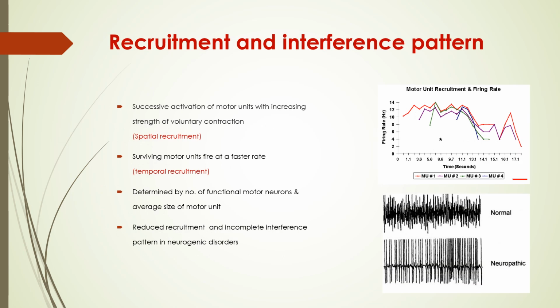So what will happen in case of muscle injury, denervated muscle or recovering muscle? As the patient tries to flex more, that is tries to cause voluntary contraction, there will be spatial recruitment. But in case there is no recovery, only the surviving motor units will fire, and there is no spatial recruitment, but there will be temporal recruitment, that is the firing rate will increase. So this is the normal recruitment in interference pattern. This is a neuropathic muscle because all the muscle units are not firing simultaneously. So this is the picture in neuropathic muscle.